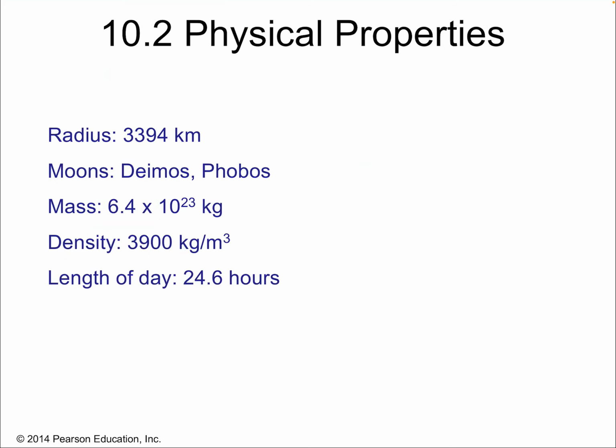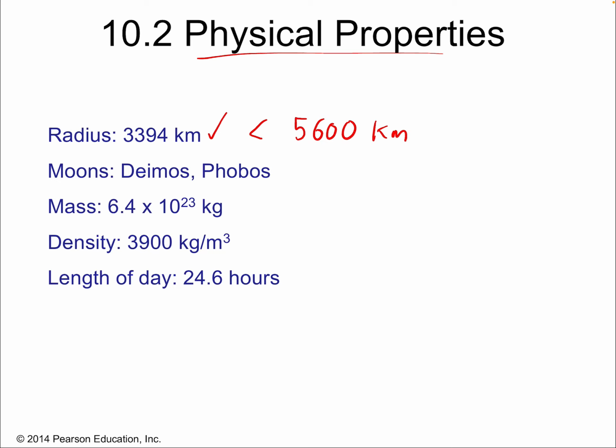Okay, so some facts, some physical properties about Mars. It has a radius of 3,394 kilometers. Now compare that to Earth, which is about 5,600 kilometers. It's definitely a smaller planet than Earth, and if you recall, Venus is about the same size as Earth in terms of its radius.